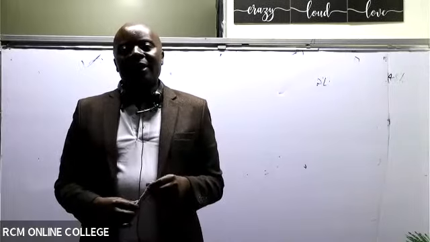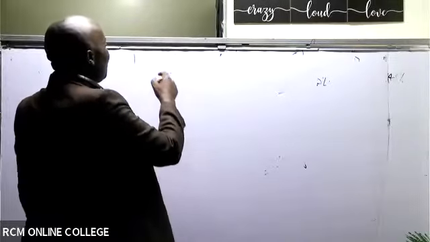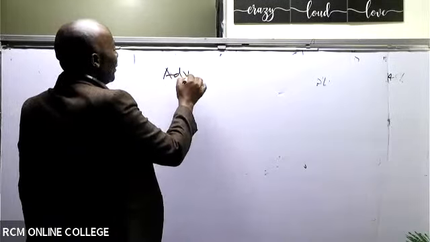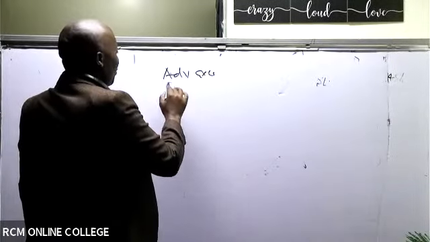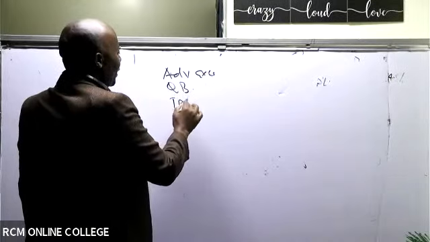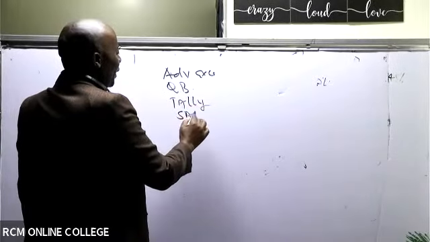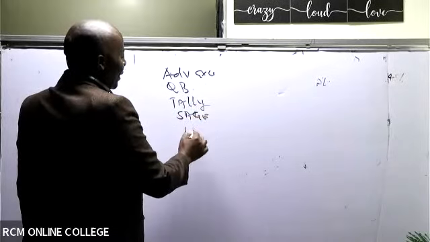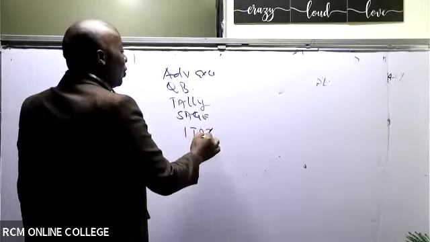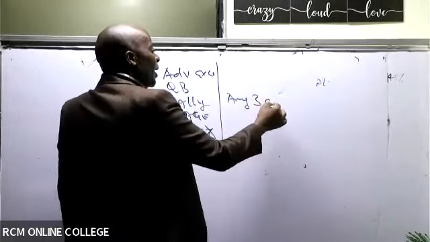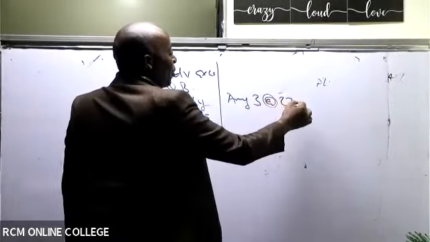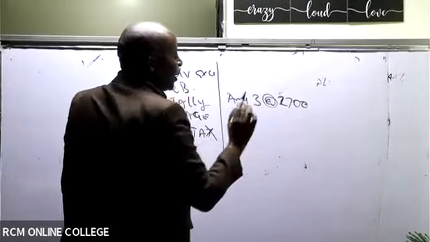So we have these courses which are very important. We have Advanced Excel, QuickBooks, Tally, Sage, and then of course iTax. And we're giving you a very good offer: any three at 2,700.